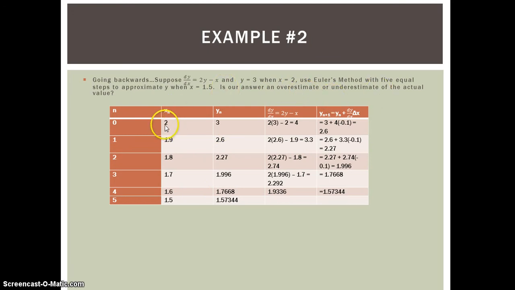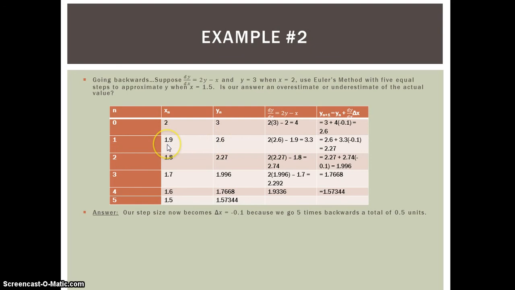All right, we set up our chart. We know our position initially is (2, 3). We know our derivative is 2y minus x. When we plug in y and x, we get our derivative equal to 4. And our step size, or delta x in this case, is negative 0.1. We're going backwards 5 times total for 0.5 units. So our new guess will be 3 plus 4 times negative 0.1, which is 2.6. And that goes in the next row of the chart under our y sub 1.